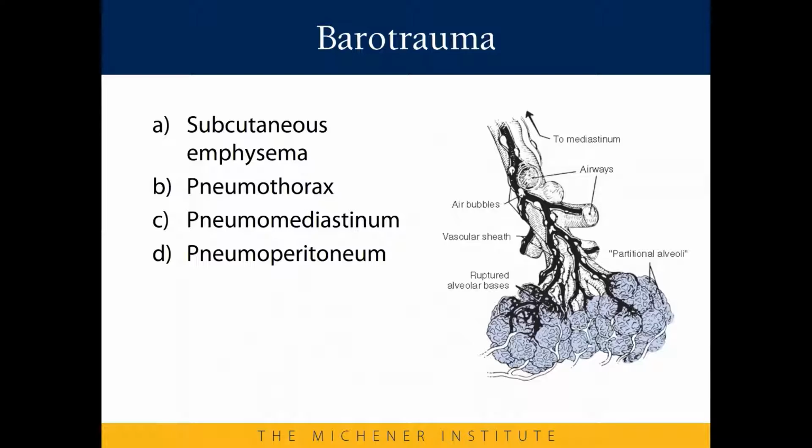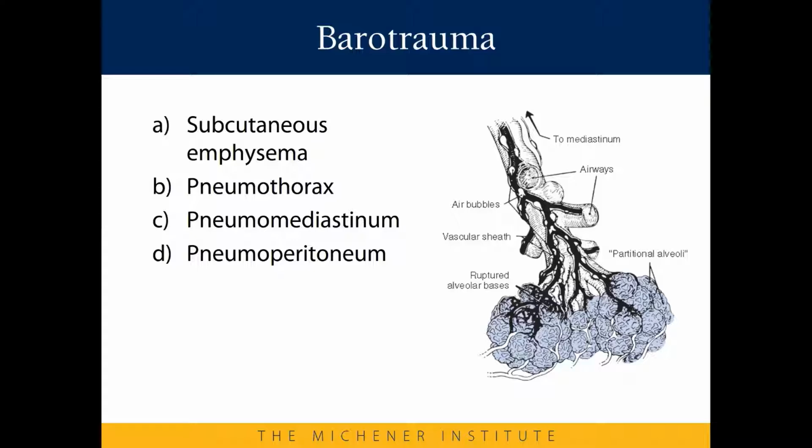Within barotrauma, the different types that can occur, as mentioned earlier, are subcutaneous emphysema, pneumothorax, pneumomediastinum, and pneumoperitoneum. I'm going to expand a little bit more on our first two, which are subcutaneous emphysema and the pneumothorax.